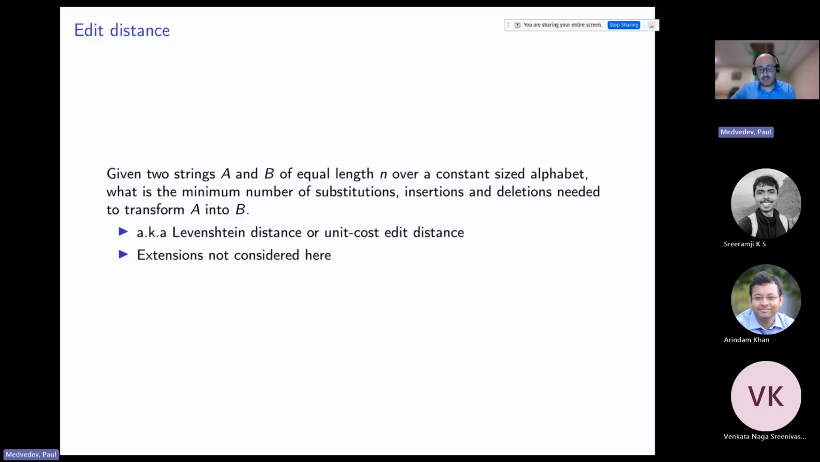Now, why edit distance? Edit distance is, I think, in a unique place in that it has received a lot of attention in both the theory community and the bioinformatics community. It's been studied in depth in both places. So it's a good place to look at what's been done, because if something nice has been done, it would be here.